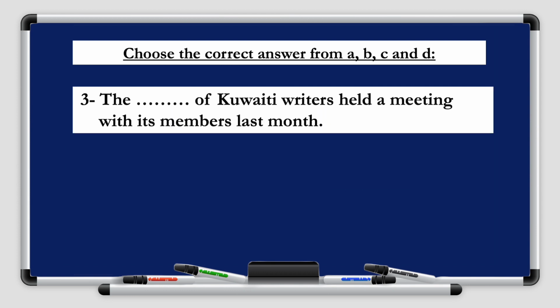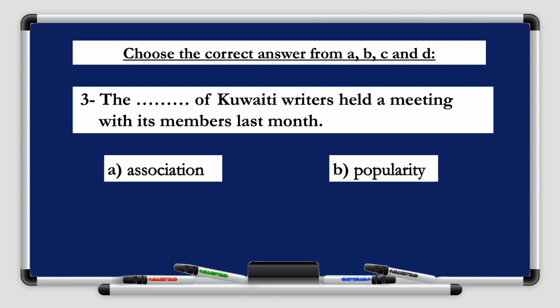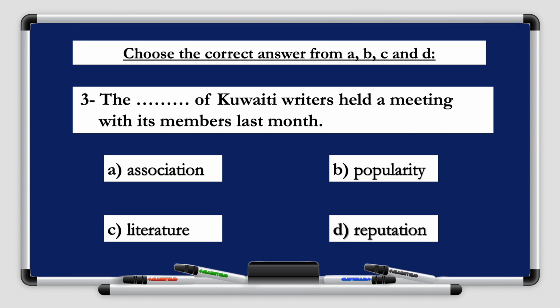Number three, the of Kuwaiti writers held a meeting with its members last month. A group of people doing a specific purpose or a specific job. What is the word? Is it an association, popularity, literature, reputation? A group of people doing a specific task. So the answer is marvelous. It is association. The answer is association.